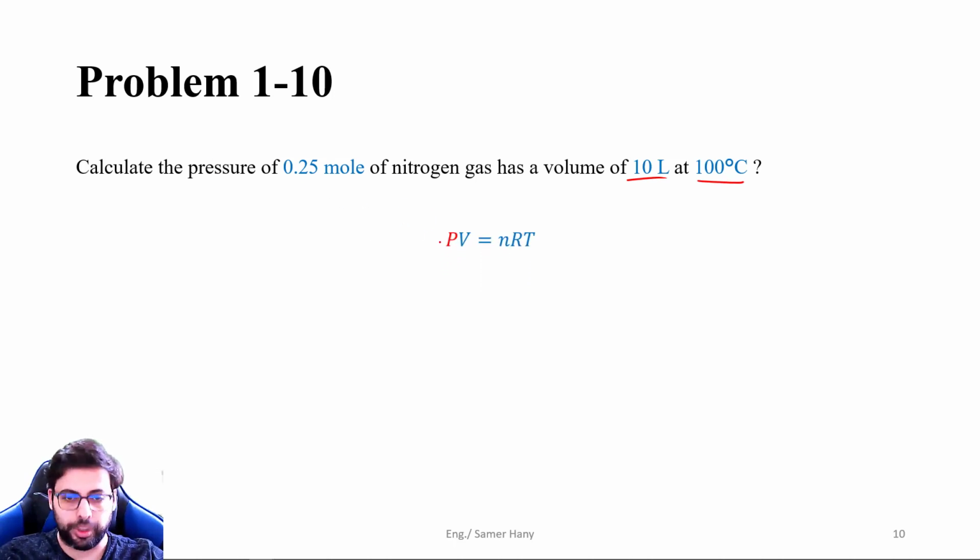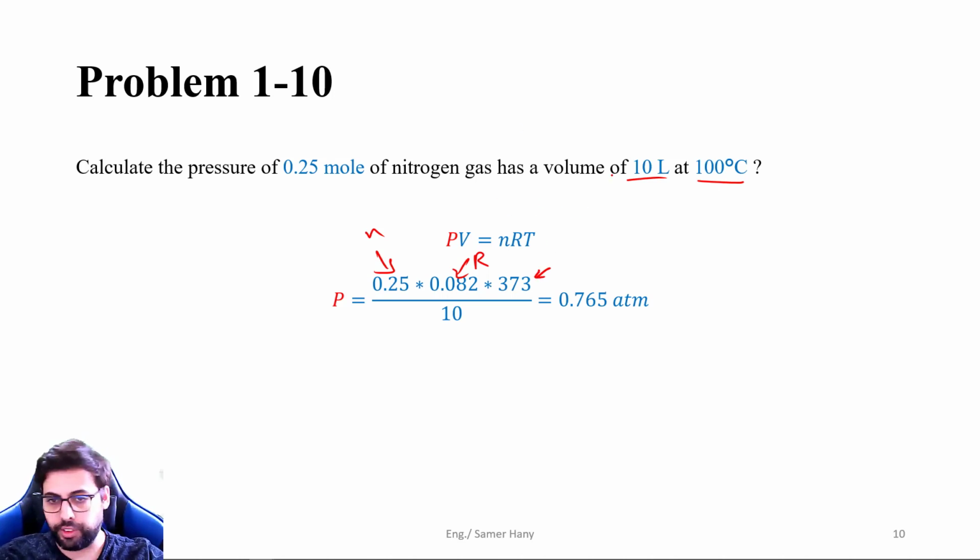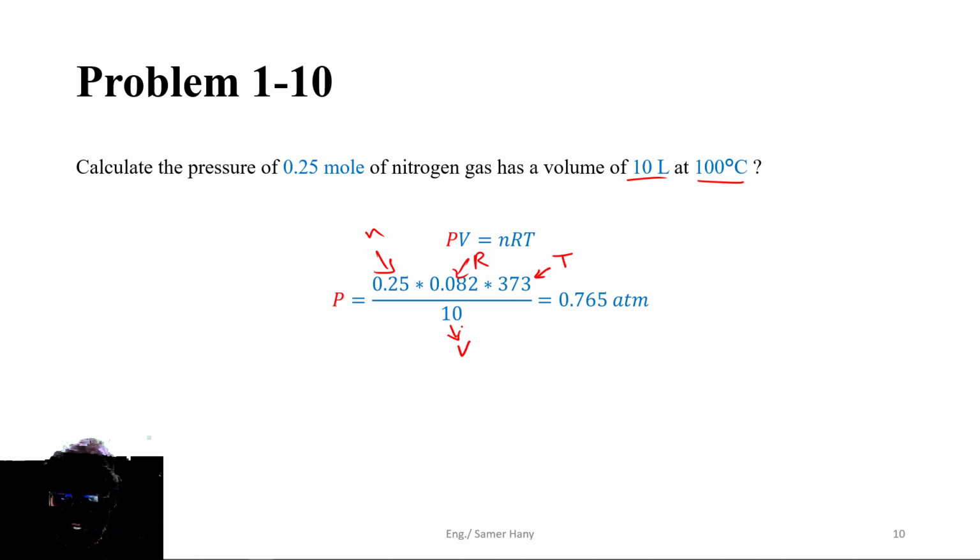We need to know the pressure and everything else is given. So 0.25 is the number of moles, 0.082 is the universal gas constant, 373 is just the 100 Celsius but in Kelvin. Okay, 10 is the volume in liters, and we get the pressure after that.